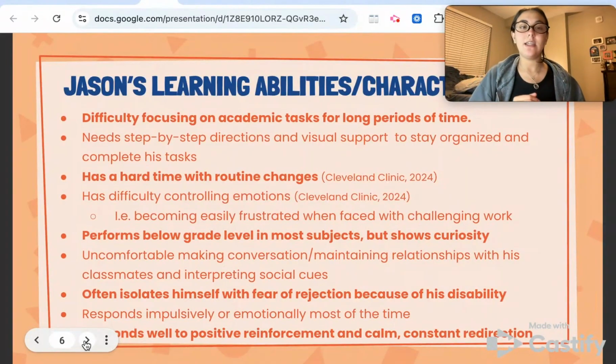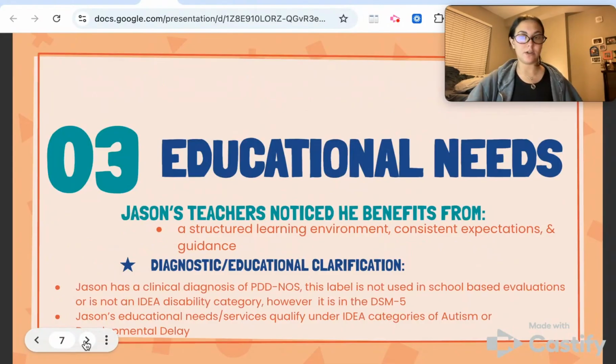So Jason's abilities. Again, he has difficulty focusing, he needs step-by-step directions, has a hard time with routine changes, and has difficulty controlling his emotions. He is uncomfortable making conversation and maintaining relationships with classmates, isolates himself often, and responds impulsively or emotionally most of the time. But it's understood that he responds well to positive reinforcement and calm and constant redirection. Looking at his educational needs, his teachers have noticed he benefits from a structured learning environment and consistent expectations and guidance.